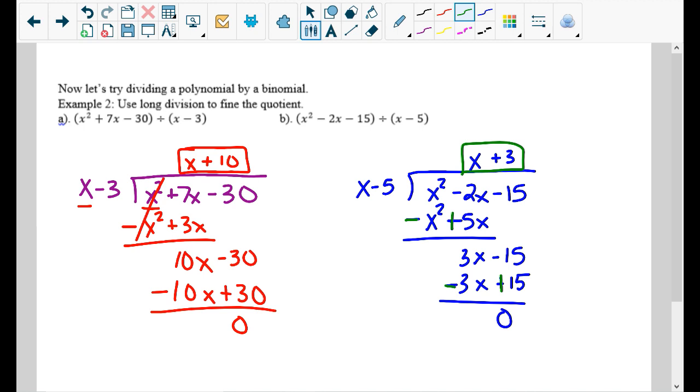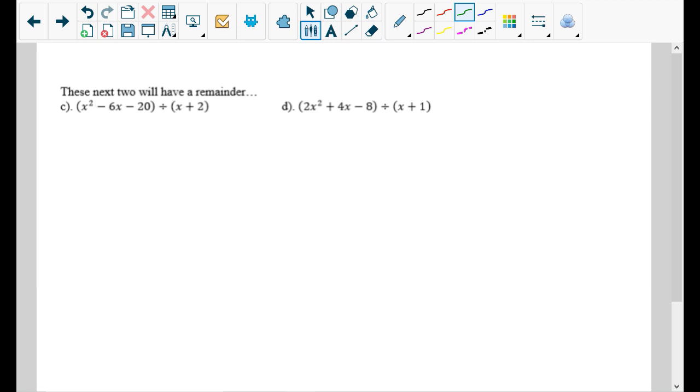Okay, so we can divide polynomials by binomials, get no remainder. But what happens if we do get a remainder? So let's take a look here at the next example. So here we're going to end up with a remainder. So again, same setup, x plus 2 is out front, being divided x squared minus 6x minus 20.